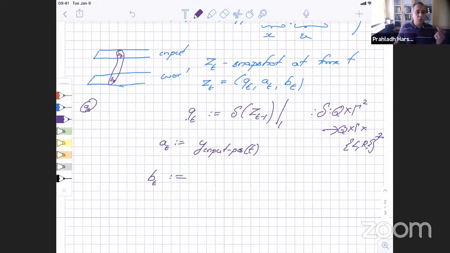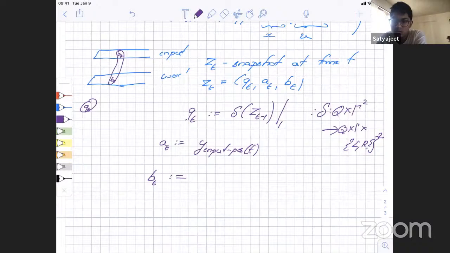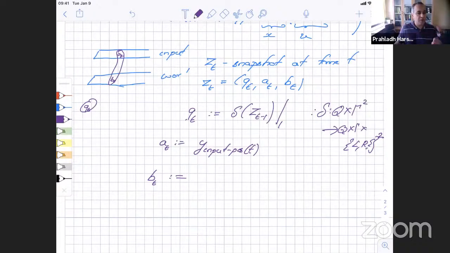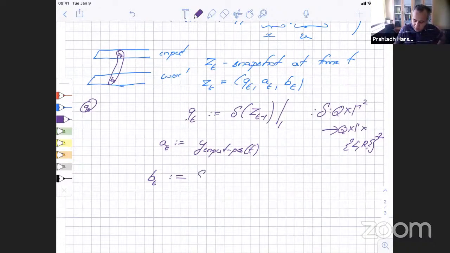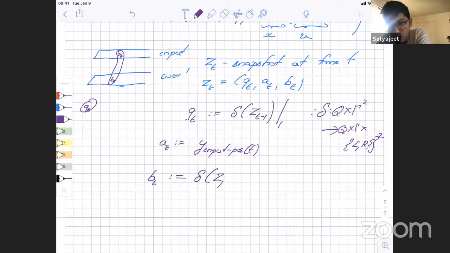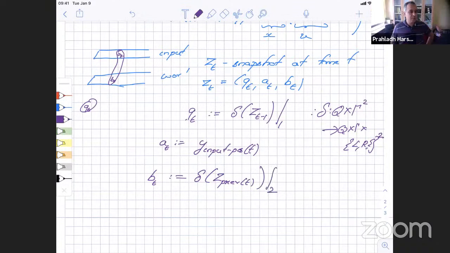b_t is what was written. Either it's a blank symbol if this is the first time you're coming to the work tape, or it is what was written there the previous time the head was over there. So what would this be? It's prev(t), not t minus 1, since t minus 1 is a lot of information. So it will actually be delta of z of prev t, but the second coordinate of it. That's what's going to be written there.